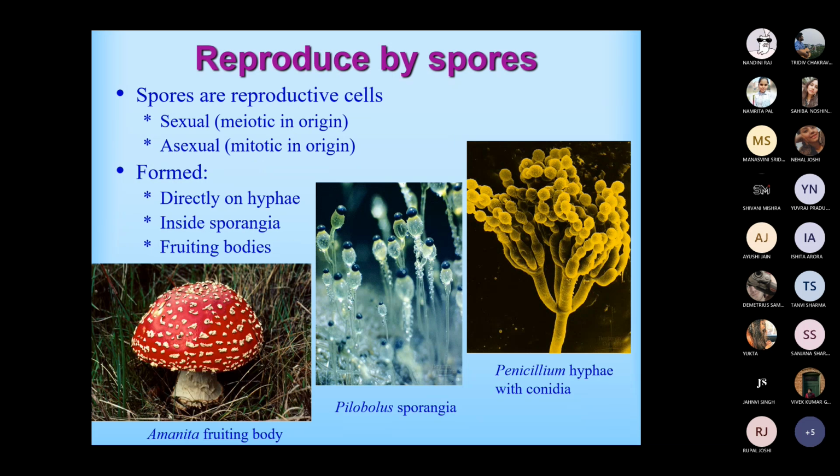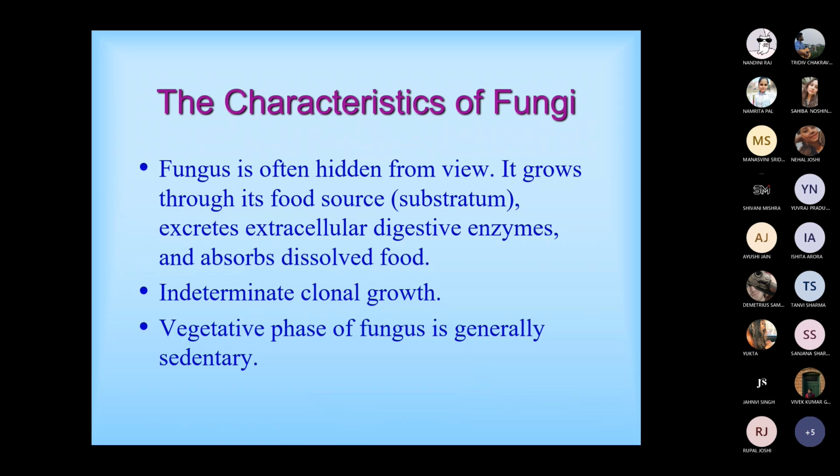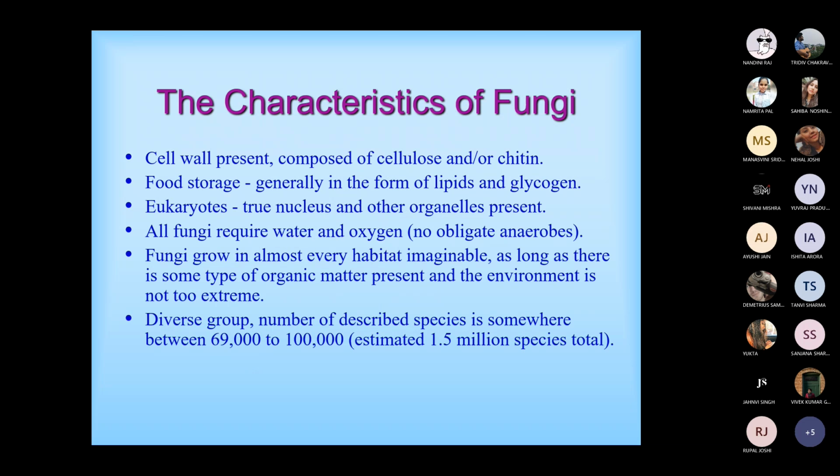So there are sexual and asexual spores, both kinds, and they are formed on the hyphae, sporangia, or on the fruiting bodies, right? Then fungi grow through their food surface on the substratum, and they excrete extracellular digestive enzymes to absorb the dissolved food. This is how they feed. The vegetative phase of the fungus is generally sedentary, and they have a cell wall which could be of cellulose or chitin. They store their food in the form of lipids and glycogen.